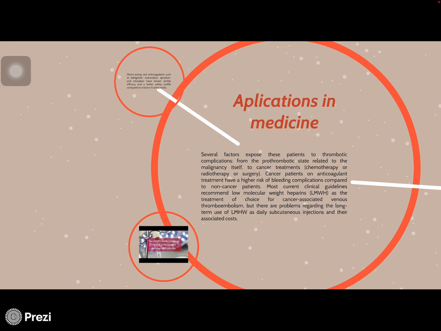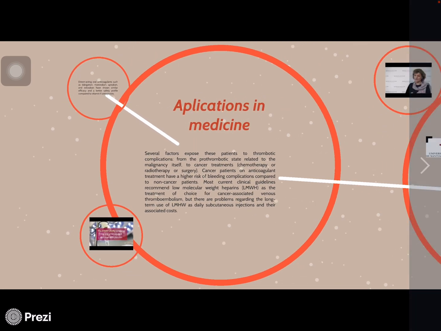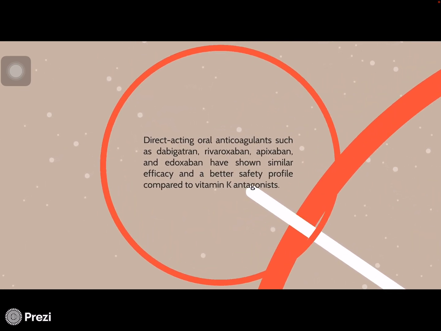Most current clinical guidelines recommend low molecular weight heparins as the treatment of choice for cancer-associated venous thromboembolism. But there are problems regarding the long-term use of low molecular weight heparins as daily subcutaneous injections and their associated costs. Direct-acting oral anticoagulants such as dabigatran, rivaroxaban, apixaban, and edoxaban have shown similar efficacy and a better safety profile compared to vitamin K antagonists.